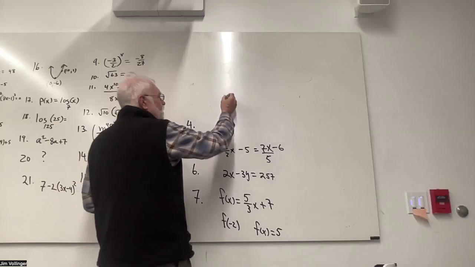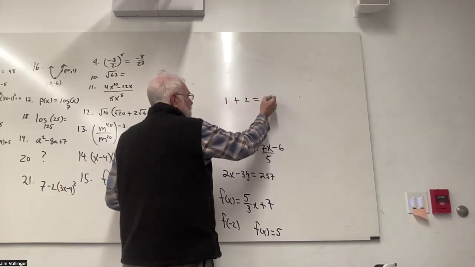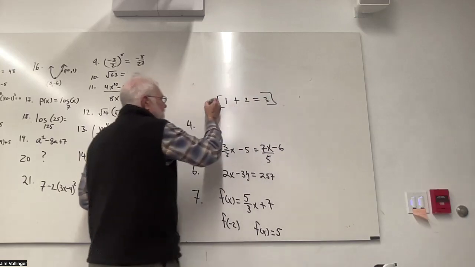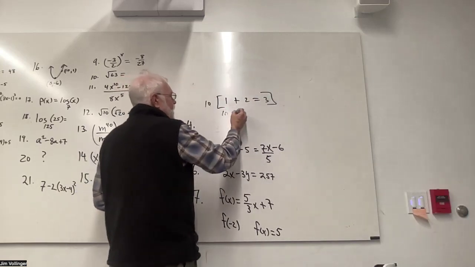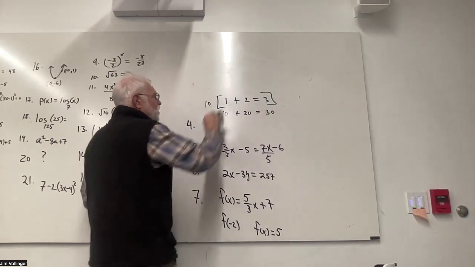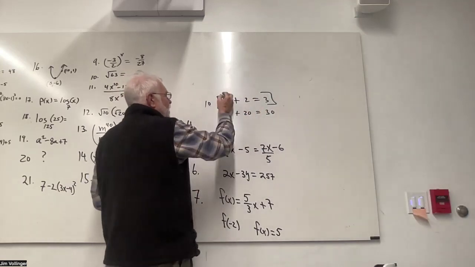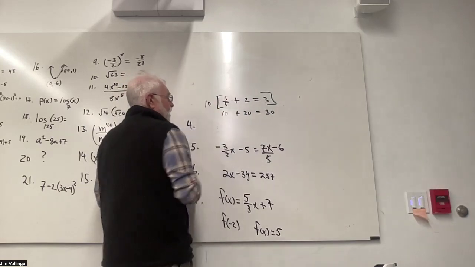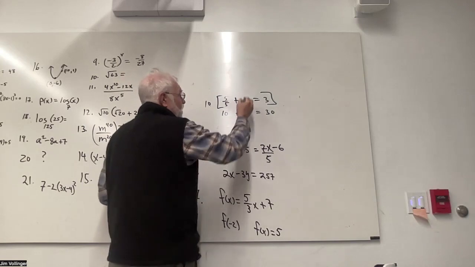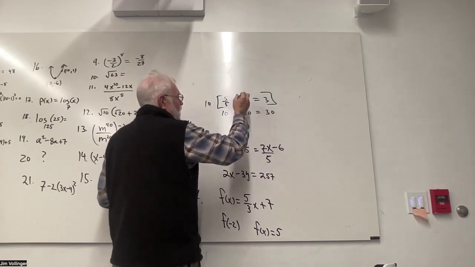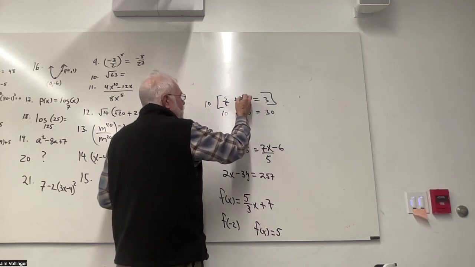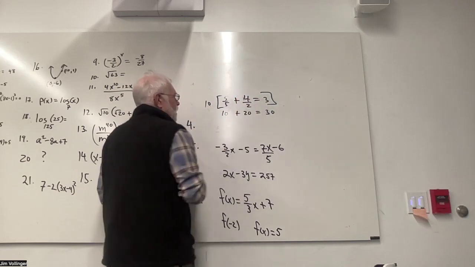All right, let's start with stuff we know. 1 plus 2 equals 3. It is also true that if I multiply every single term by 10, I get 10 plus 20 equals 30. Now, I could have expressed the number 1 as 5 divided by 5. And I could have expressed the number 2 as 4 divided by 2. Let's see, do I want that? 6 divided by 3. No, I do want 4 divided by 2. All right.